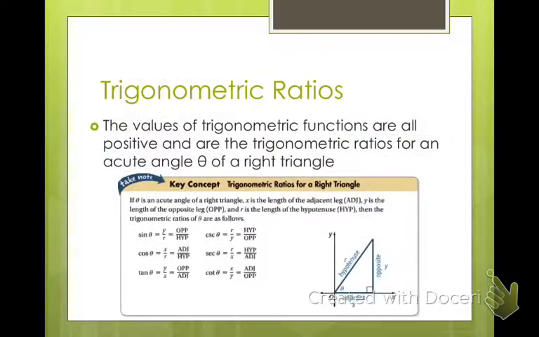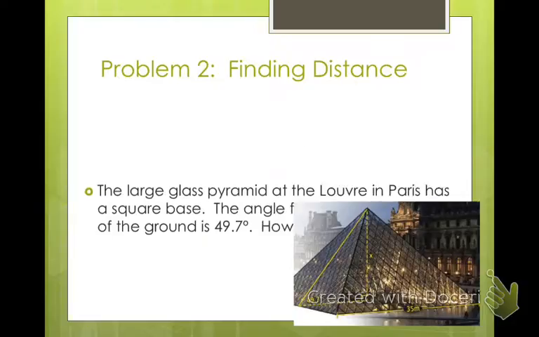For trigonometric ratios, this is just SOHCAHTOA. It's telling you all your values. Sine is opposite over hypotenuse, cosine is adjacent over hypotenuse, tangent is opposite over adjacent, and then cosecant, secant, and cotangent are just the reciprocals of those. Alright, well, let's put these to work.